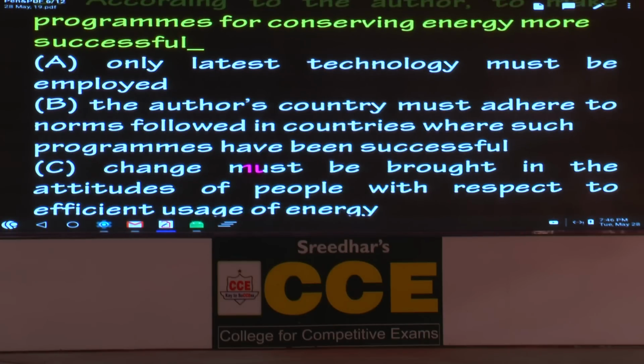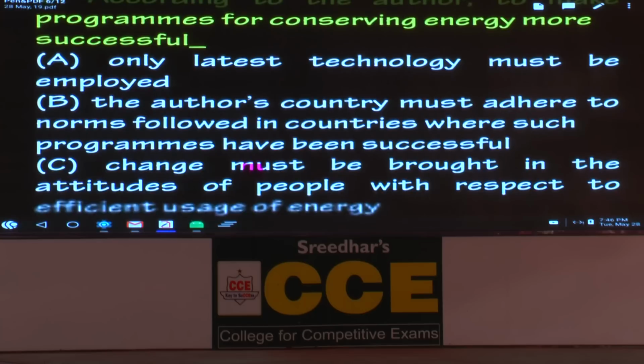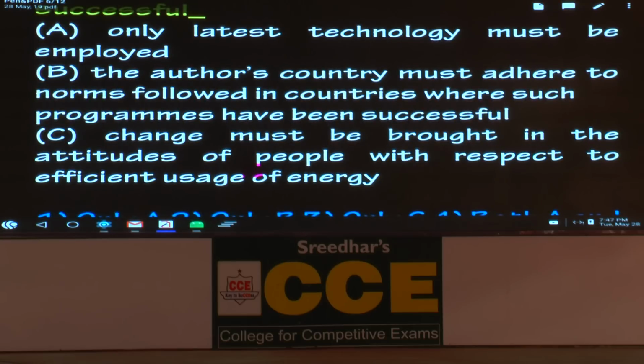This is a bit difficult to make out. According to the author, to make programs for conserving energy more successful, only latest technology must be employed. Perhaps, we are not sure. But latest technology always gives the competitive edge and yields better results. Hold that one. The author's country must adhere to norms. Underline the word norms. Norms means what? Rules. Followed in countries where such programs have been successful. But does anywhere the passage talk about the writer's country? I don't think it is right.